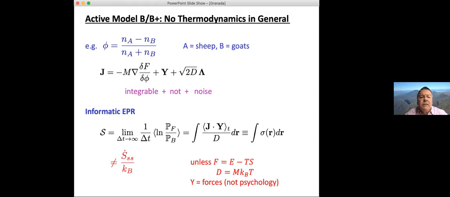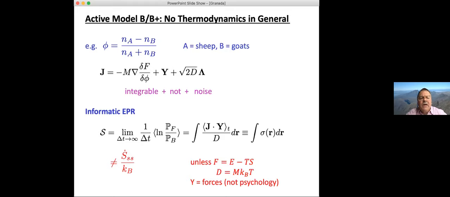Now, I can still compute the thing that I called the entropy production on the previous slide. And there it is, integral of j dot y time average now over d, just taking the factor of kB out. In what follows, I'll be referring to this integrand here as sigma. So that's something that is a local density of this entropy production-like quantity. But it's clear that if I'm actually thinking about a system of sheep and goats, or indeed anything much bigger than molecules, then this has very little to do with the actual flow of heat in the system.